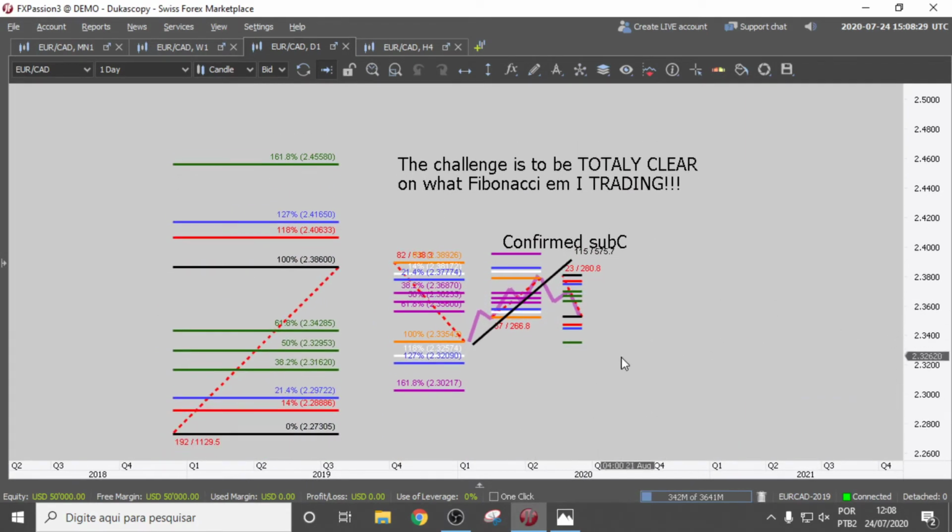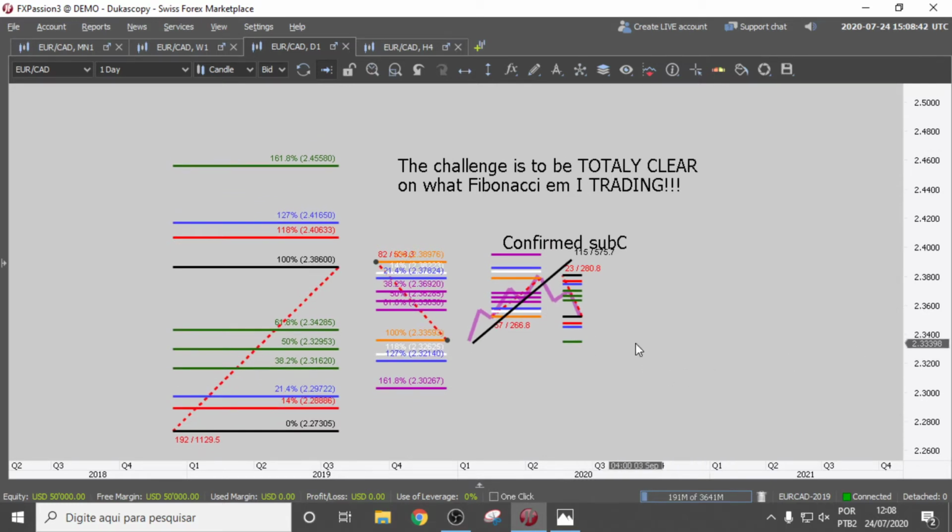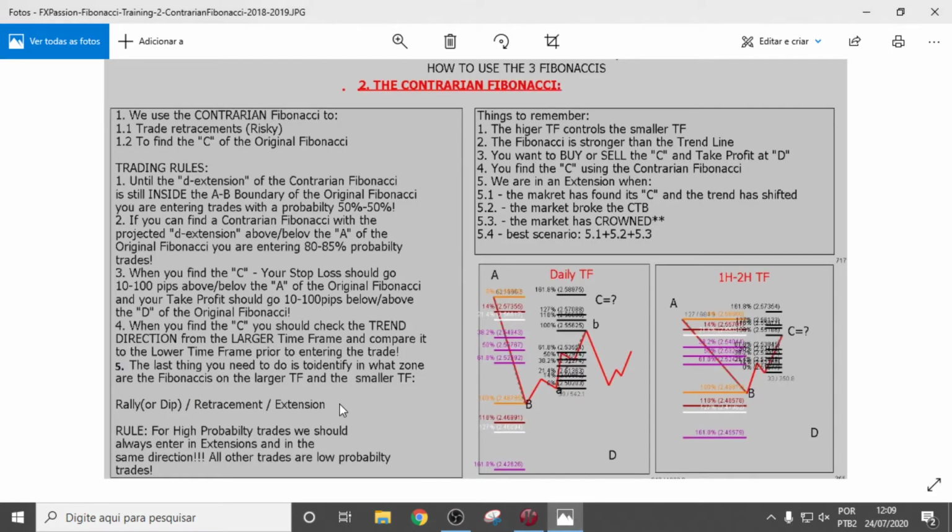So we learned yesterday, everybody, that all the rules apply to all the Fibonaccis and all the concepts apply to all the Fibonaccis, and that all the Fibonaccis can have a confirmed C or not. And we also learned that a contrarian Fibonacci can have a contrarian Fibonacci and the Fibonacci of the confirmation. And we learned yesterday that the Fibonacci of the confirmation can also have a contrarian Fibonacci and its own Fibonacci of the confirmation. So this is the rule.